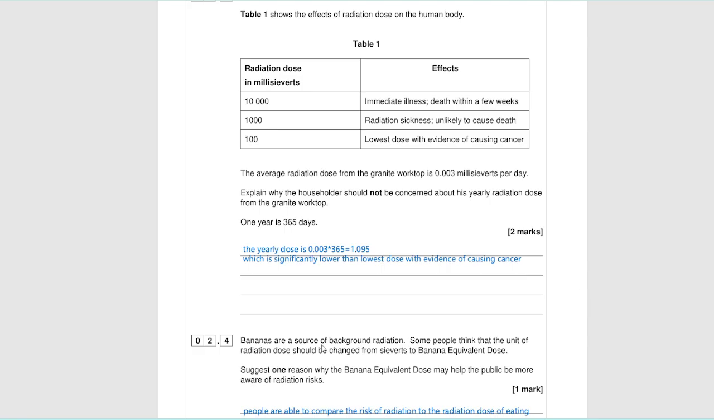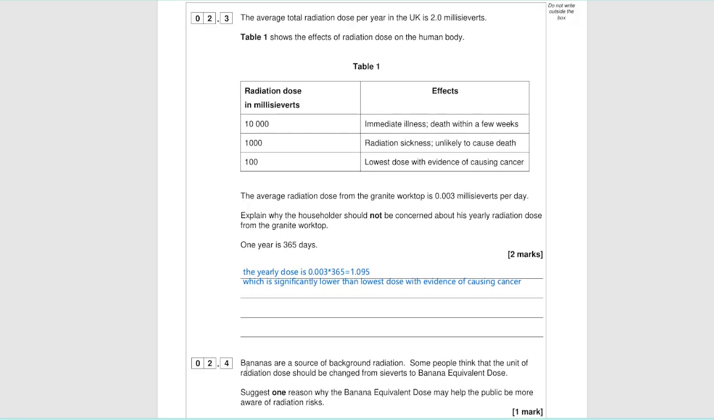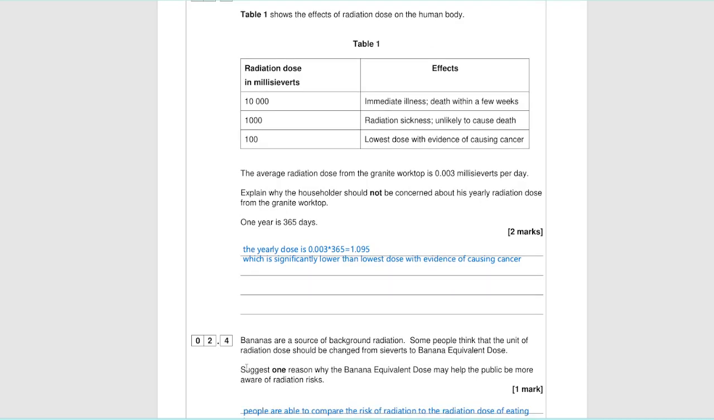And then we're told bananas are a source of background radiation. Some people think the unit of radiation dose should be changed from sieverts to banana equivalent dose. And we're asked for just one reason why the banana equivalent dose may help the public be more aware of radiation risks.